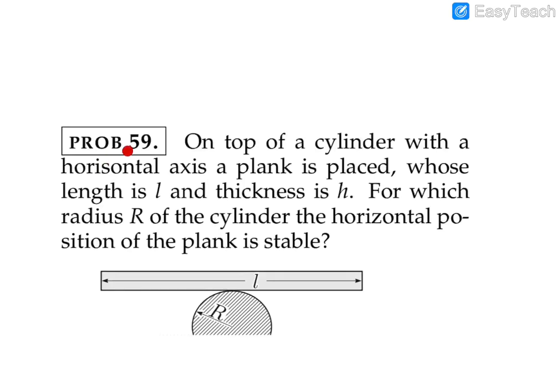Hello, question number 59. It reads: on top of a cylinder with a horizontal axis, a plank is placed, whose length is L and thickness is H. For which radius R of the cylinder is the horizontal position of the plank stable? So this is a cylinder of radius R, and this plank has been placed on it. It is located here.